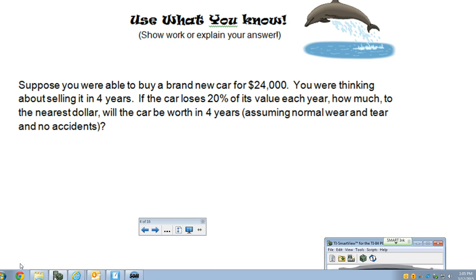Suppose you were able to buy a brand new car for $24,000 and then you were thinking about selling it in 4 years. If the car loses 20% of its value every year, because cars lose money every year, how much to the nearest dollar will the car be worth in 4 years, assuming normal wear and tear and no accidents? Because obviously those could affect the price of the car and change our problem.